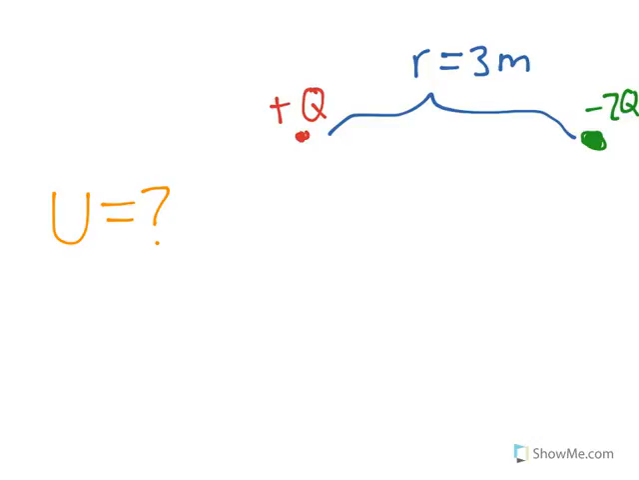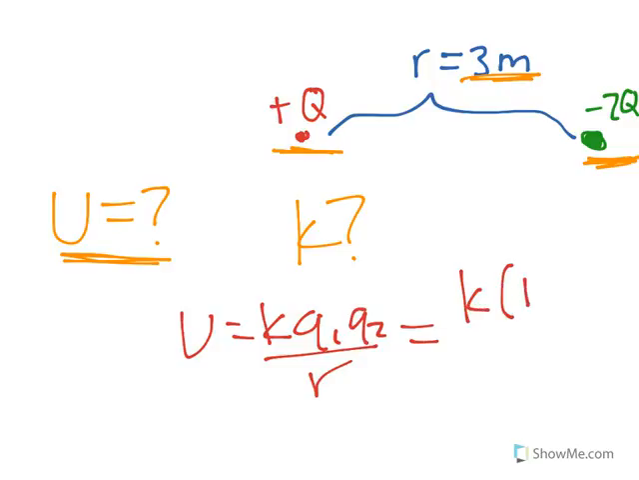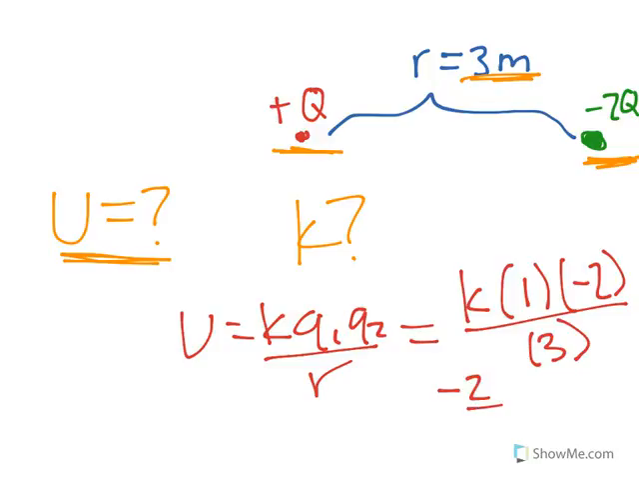So let's try a calculation. Let's say you've got a charge plus Q, some distance 3 meters away from another charge minus 2Q. Can you calculate the electric potential energy of this configuration in terms of the constant k? Let's give it a shot. U equals k Q1 Q2 over r. So we end up with k times the first charge, 1 coulomb, times the second charge, negative 2 coulombs, divided by the distance, 3. So we get that the electric potential energy is negative 2/3 k.